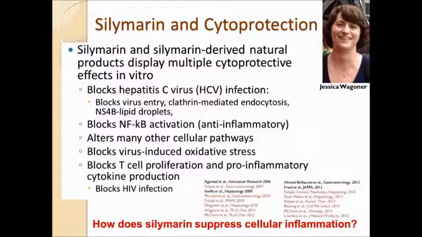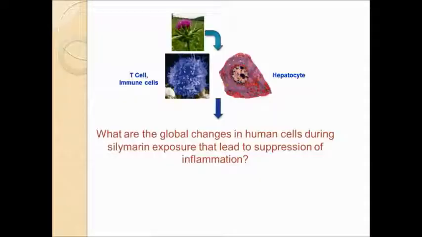What we've been particularly interested in is trying to understand how silymarin suppresses inflammation. The literature is inundated with data on natural products perturbing this pathway or that pathway, or blocking inflammation in this cell type and that cell type, or inhibiting this transcription factor. So we really wanted to take an unbiased view of how silymarin alters immune cells like T cells and hepatocytes.